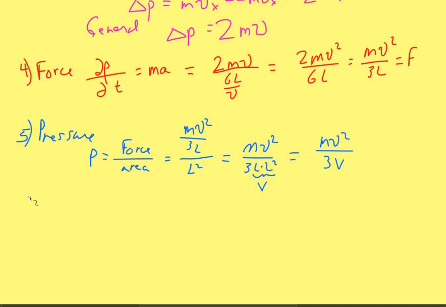Next, I want to introduce a number of molecules. We developed the pressure just as if there were one molecule, and we were talking about the force in all three directions, but now we want to develop a number of molecules. And so we will say that we're going to have N molecules, and that will cause our pressure to be N m v squared over 3V.